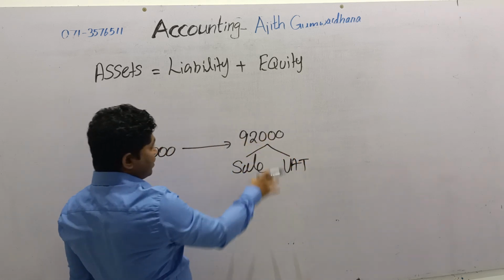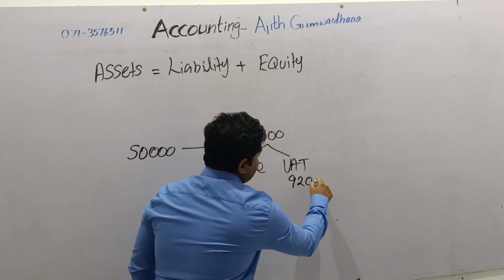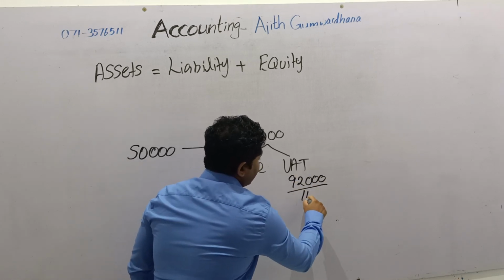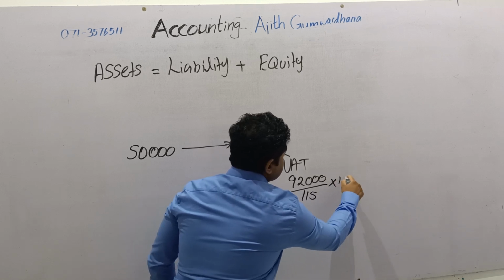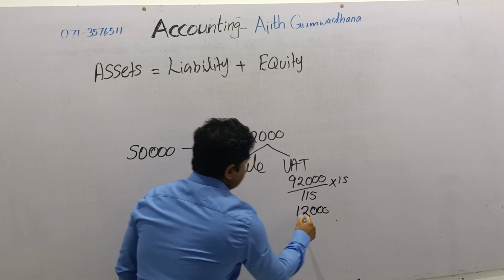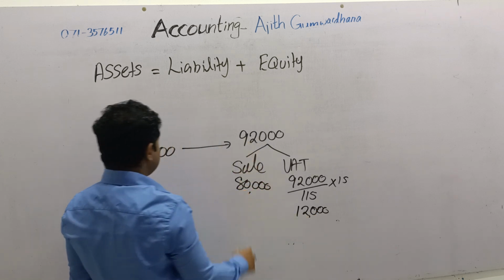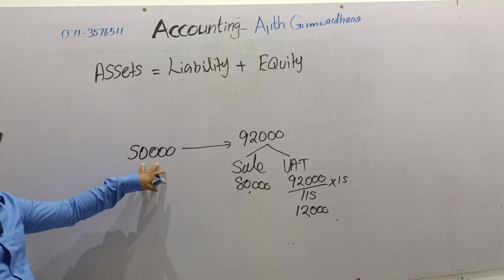It is given including VAT 15%. Therefore, the VAT value can be calculated as 92,000 divided by 115 into 15. Therefore, the VAT value equals 12,000. The selling price should be considered 80,000. The cost value on credit equals 50,000.